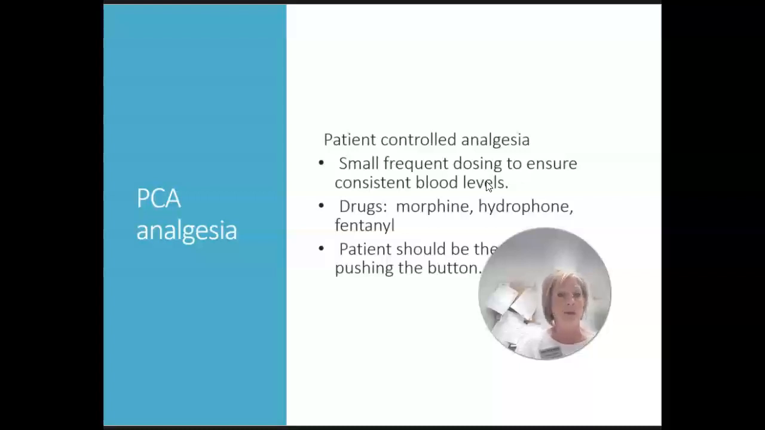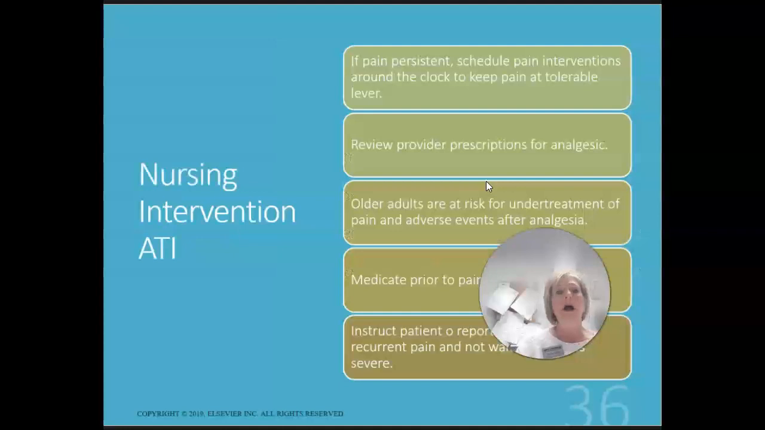They don't know what their perception of pain is. So in interventions, if the pain is persistent, schedule pain interventions around the clock. A lot of your doctors sometimes will give them medications around the clock, so every 4 hours, every 6 hours, they're going to get certain medications. It's easier to take a patient's pain down from a 5 to a 3 than it is to get a 10 to a 3.